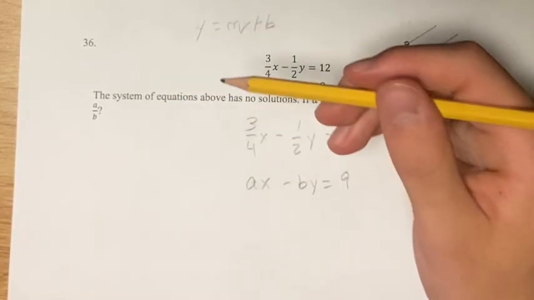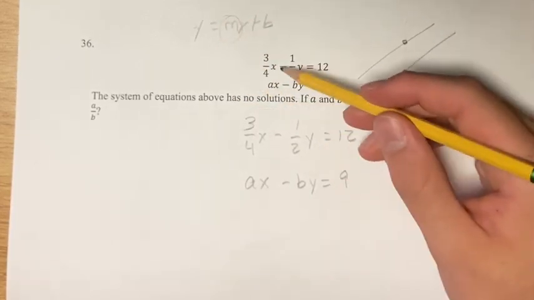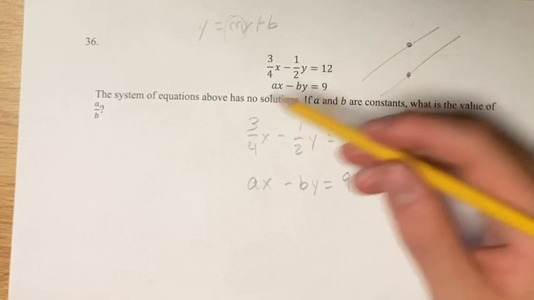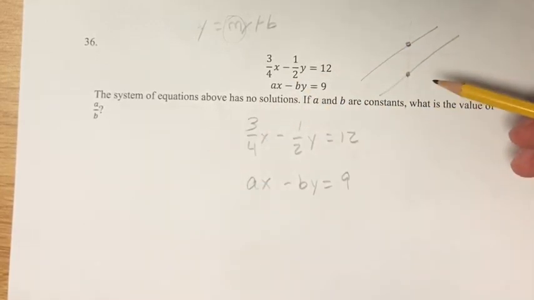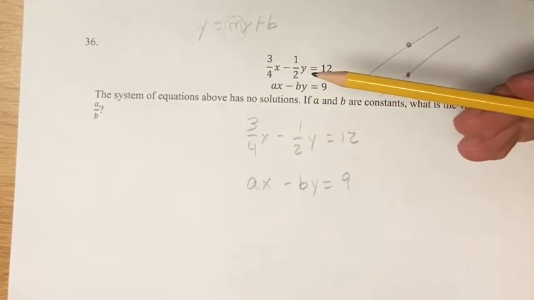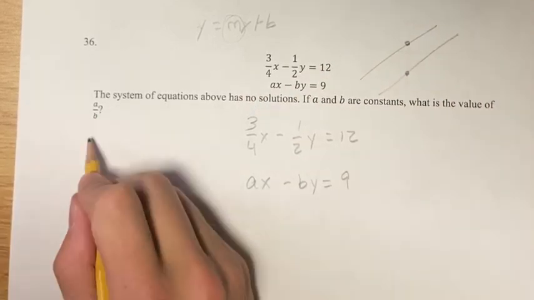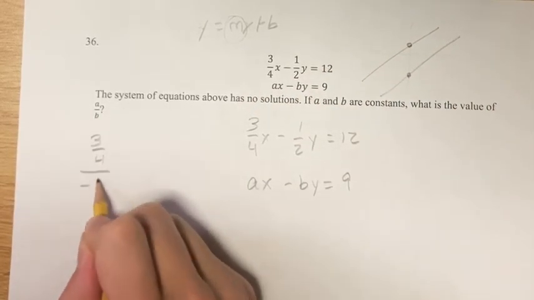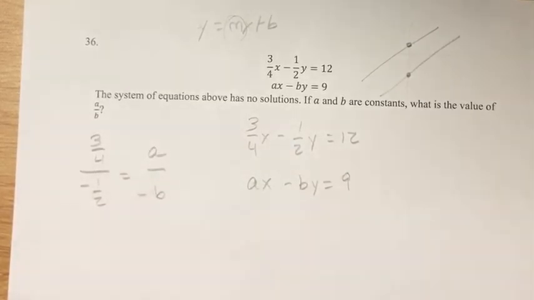Why am I saying it in that way instead of just talking about it in terms of m? Well, we don't have these in terms of slope-intercept form. So instead of getting them into slope-intercept form, we can see that the ratio of the coefficient of x to the coefficient of y has to be equal for both of these equations. So 3/4 over negative 1/2 has to be equal to a over negative b.